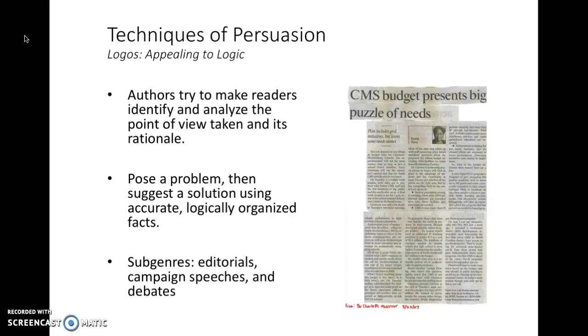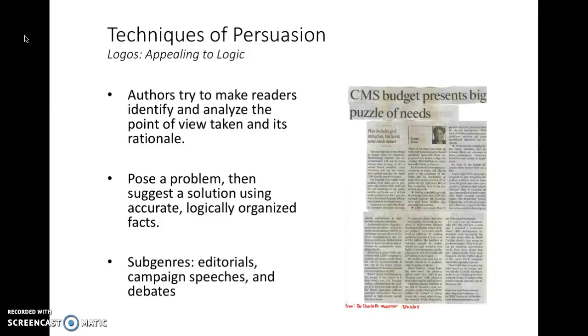One is logos, which is appealing to logic. When we use this technique of persuasion, you're trying to make readers identify and analyze the point of view that you're taking, and you're going to develop the rationale for that point of view. So typically, you will pose a problem and then suggest different solutions. You might also bring in quite a bit of research, quotations, and other things from experts that will help support your particular stance on a certain issue.